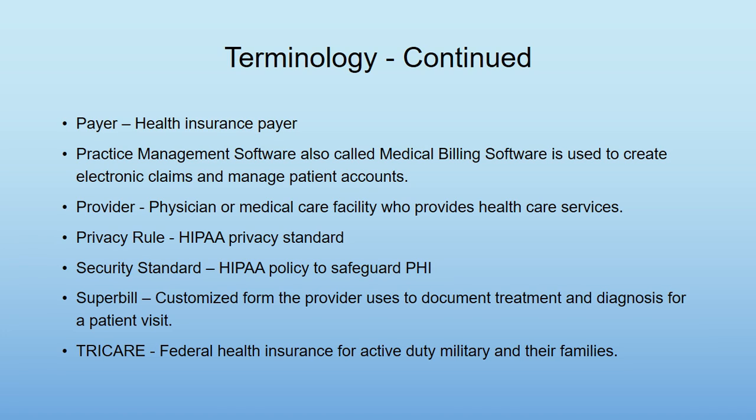Privacy rule, that's in reference to the HIPAA privacy standards, and we'll define HIPAA in just a minute here. Security standard is in reference to the HIPAA policies regarding safeguard of protected health information, or PHI. Superbill, this is the customized form that the provider uses to document treatment for diagnosis and treatment codes for a patient visit. TRICARE, that's the federal health insurance for active duty military personnel and their families.